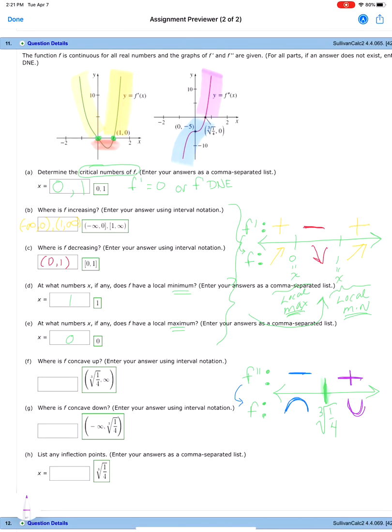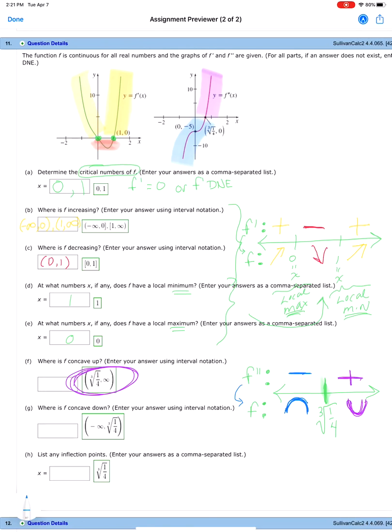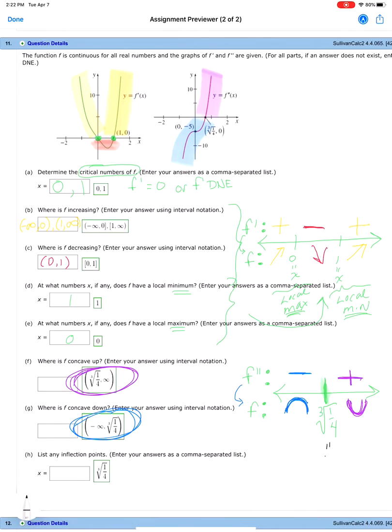All right, so we were concave up from the cube root of 1/4 to infinity. We were concave down from negative infinity to the cube root of 1/4, and inflection points are going to be at these x locations where we change from concave down to concave up. So that's where our inflection points would be, in this case the cube root of 1/4.